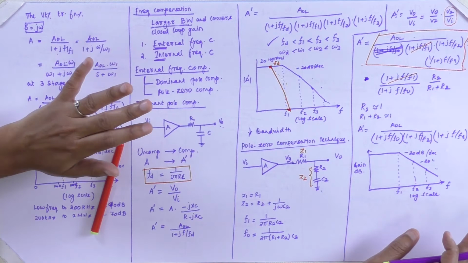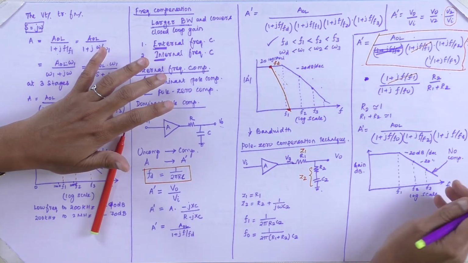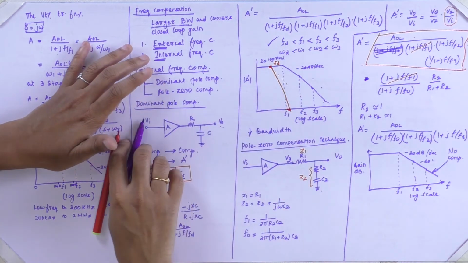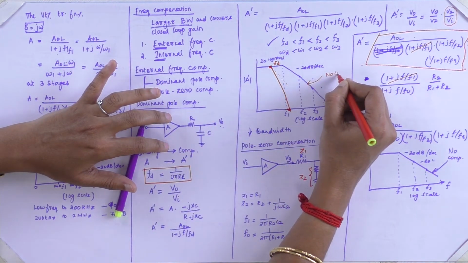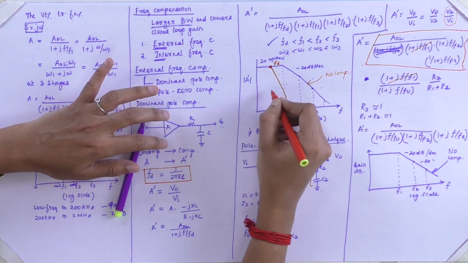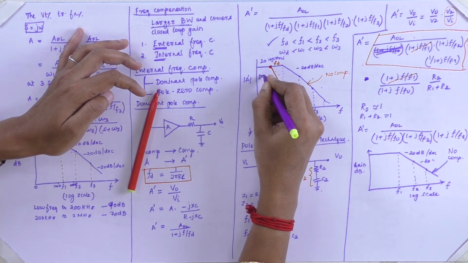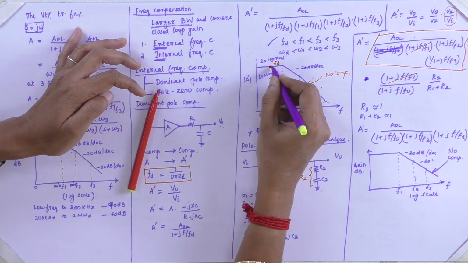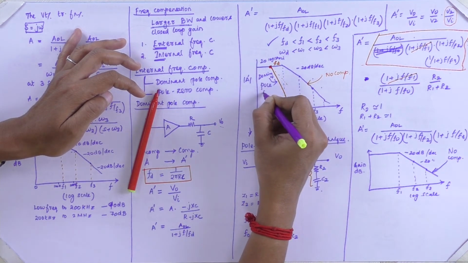So this is the thing with no compensation. So here we have not added any compensation technique in this circuit. When compared, this is a no compensation curve, and here it's a dominant pole compensation. So this curve starts from this FD to F1. It's the dominant pole compensation technique.